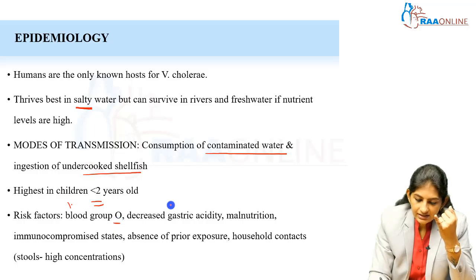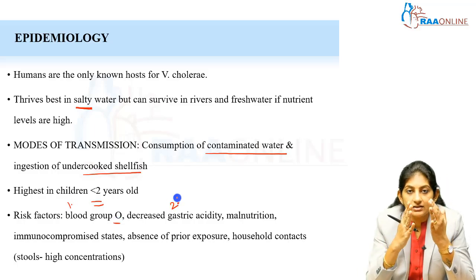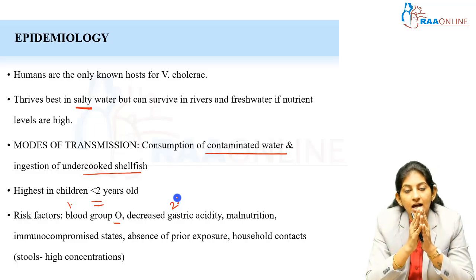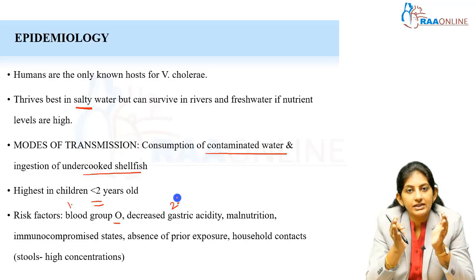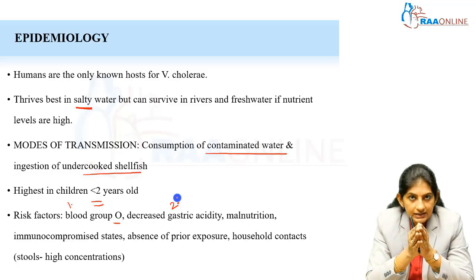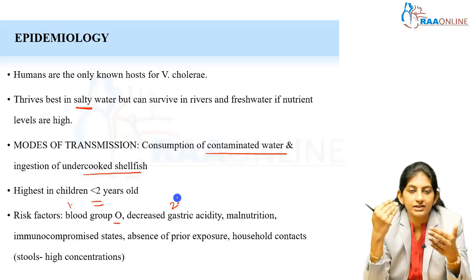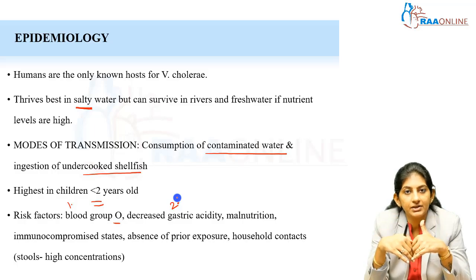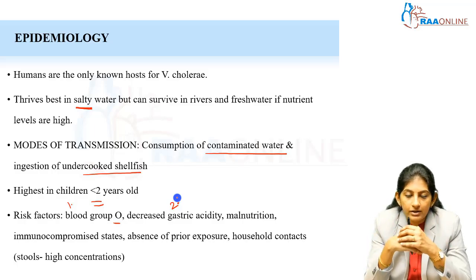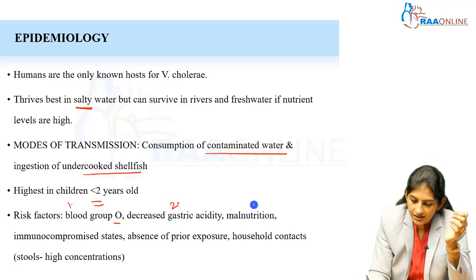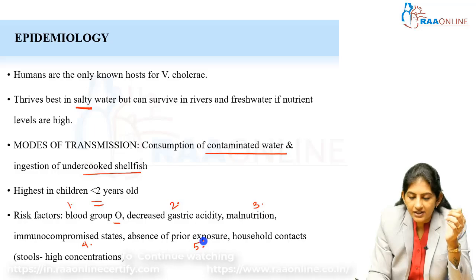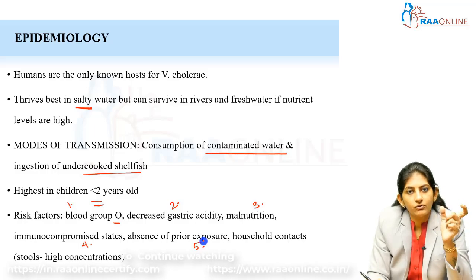Next is decreased gastric acidity, because a high amount of acid in the stomach will inactivate the organism. So whenever there is decreased gastric acidity, these organisms will survive, go into the intestinal epithelium, invade it and start secreting the cholera toxin. Next are malnourishment, immunocompromised states and absence of prior exposure. That's why cholera is most often seen in children of very young age, that is less than 2 years old.